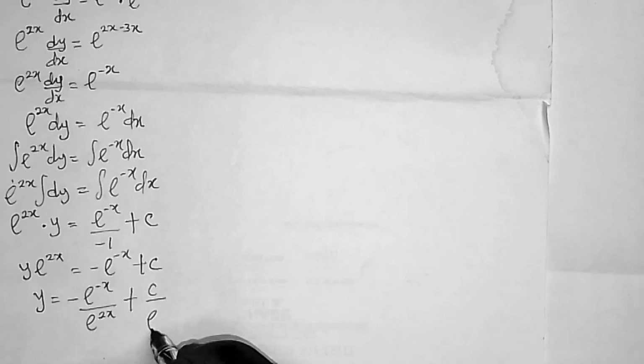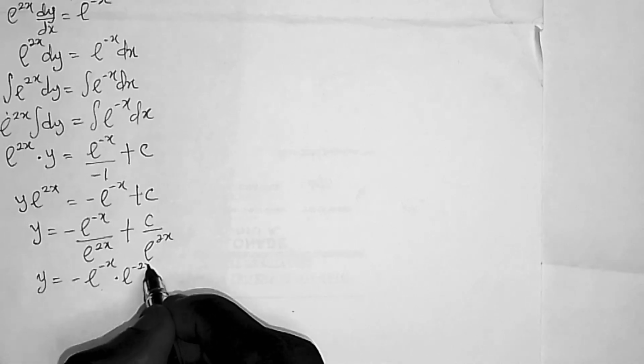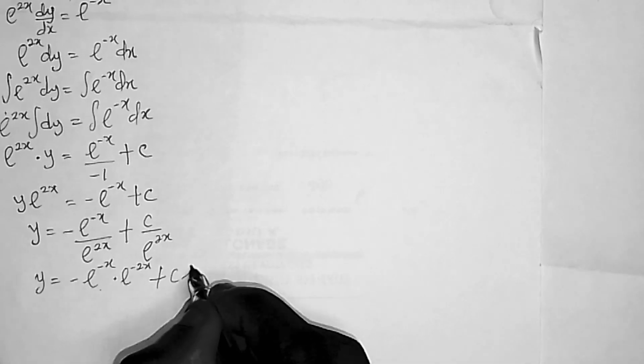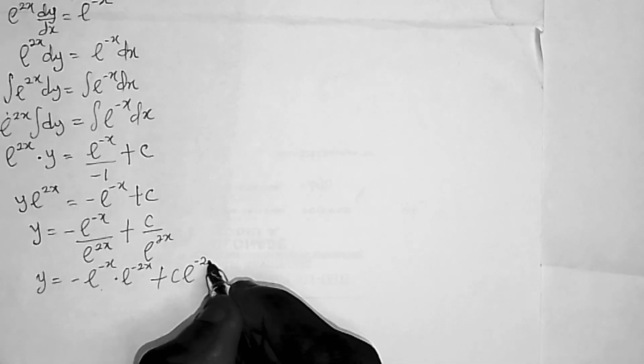So if you divide through by exponential 2x, you are going to have y equal to what? Minus exponential minus x over exponential 2x plus what? C over exponential 2x. Are you seeing that now? So after that, what would that be? You are going to have y equal to what? Minus exponential minus x multiplied by exponential minus 2x. You know, if this one goes up, it will become minus. Then plus c exponential minus 2x.